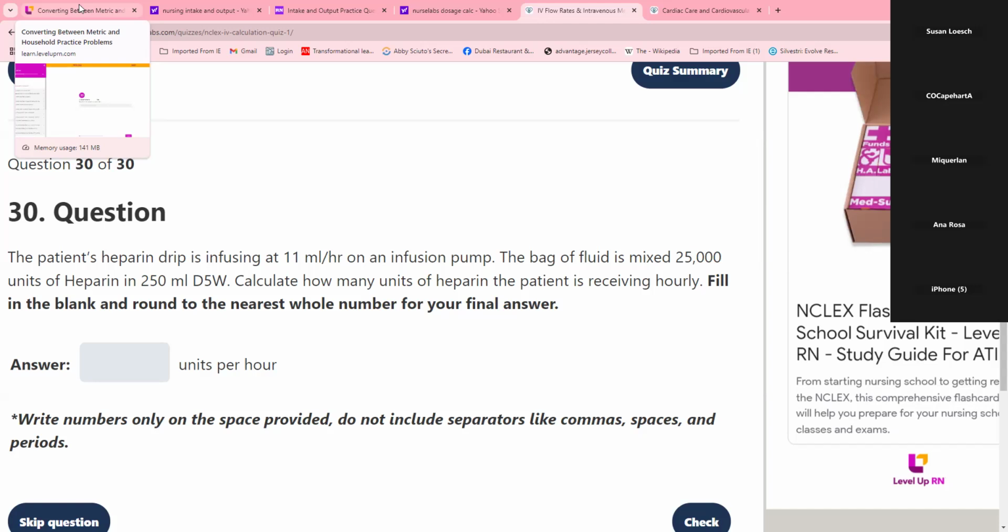Okay, so it says a client with a ventricular septal defect repair is placed on a maintenance dose of digoxin. The ordered dose is 4 micrograms per kilogram and the weight is 206. Let's go to the whiteboard. Real quick, Miss Loesch, before you go to the whiteboard, the answer for this one is 23.